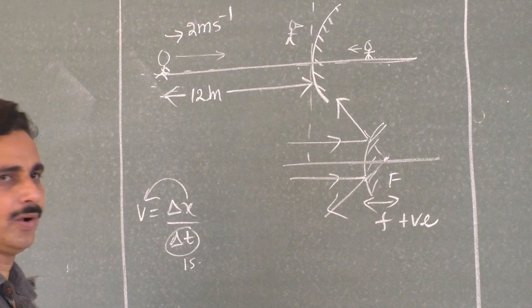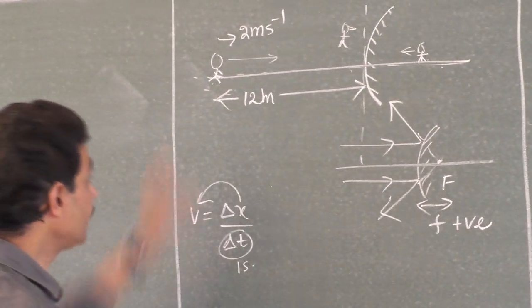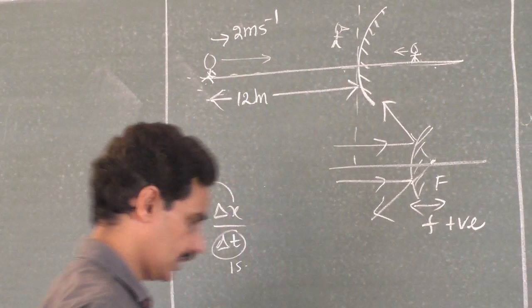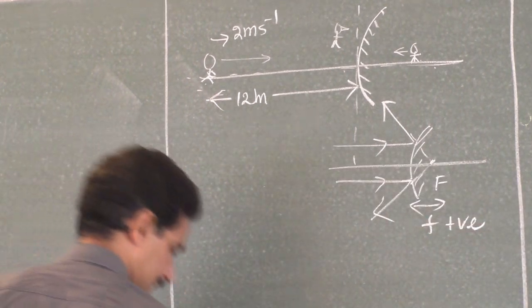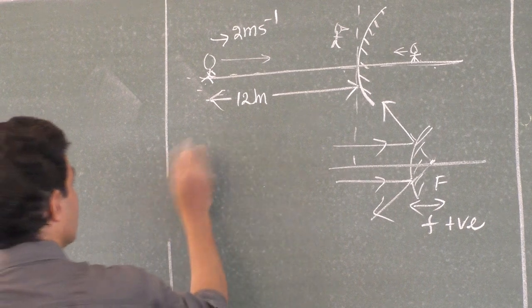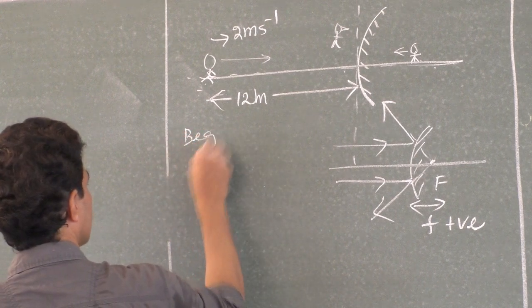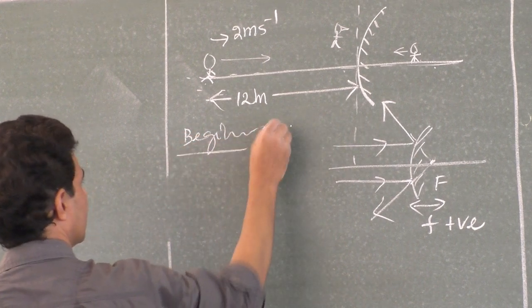So I will restrict all the problem to 1 second. After 1 second, what will be the situation? I'll write it, then find out the images. For example, now this is the beginning. I will write this as beginning. Okay? This is the beginning.